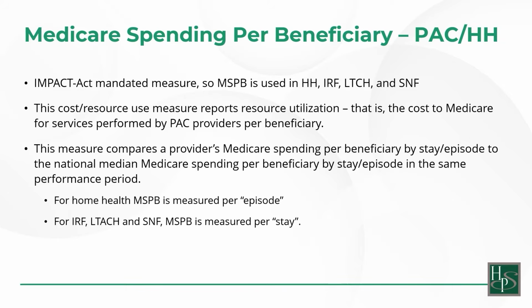It's been part of the Home Health Quality Reporting Program since 2017, but Medicare Spending per Beneficiary is also used in other post-acute care settings like IRFs, LTACs, and SNFs. So this is a cost resource use measure. It reports resource utilization, which is the cost to Medicare for services performed by these post-acute care providers per beneficiary.